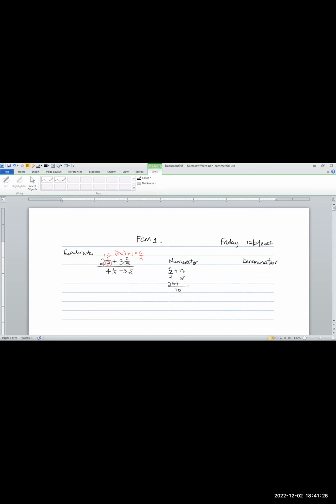Watch me now. How many times can 5 go into 10? 2 times. So 2 times 17 is 34. I'm going to add 34 to 25. What do you get? 59. 59 over 10. And that is the numerator. That's how you work with the numerator. Very good, Naomi. Let us see now if we can work with the denominator in a similar fashion. Watch me. 3 times 4 is?